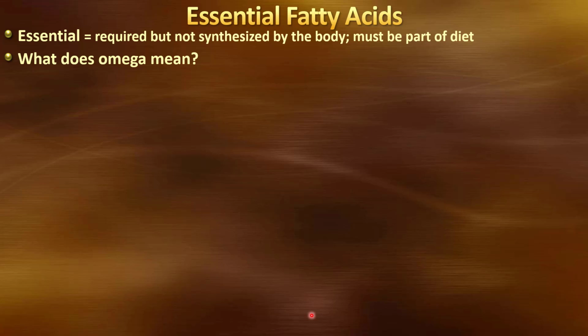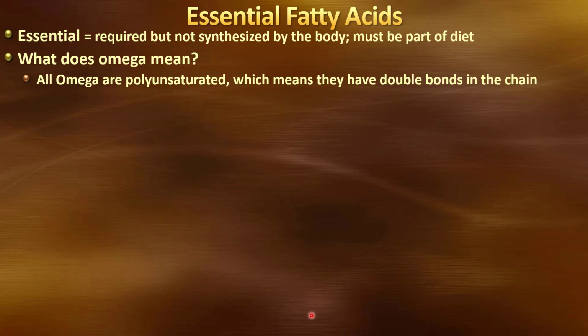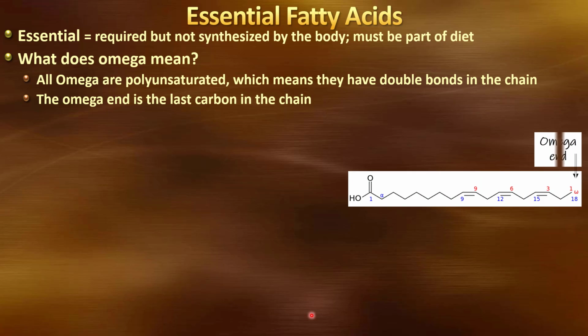We also heard a little bit about omega fats. Let's take a look at what omega means. All omegas are polyunsaturated, so we have lots of double bonds along those chains. When we look at this fatty acid, we will label the last carbon in the chain as the omega carbon, or the omega end of the chain. We have our first carbon here next to that double bonded oxygen, all the way down to the end of the chain. This is our omega end.